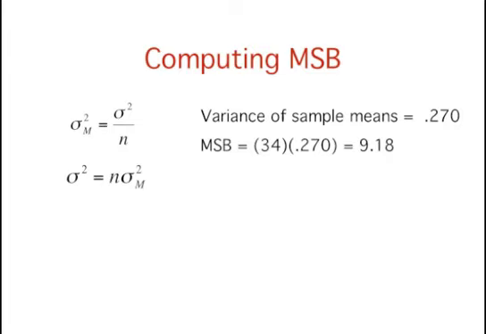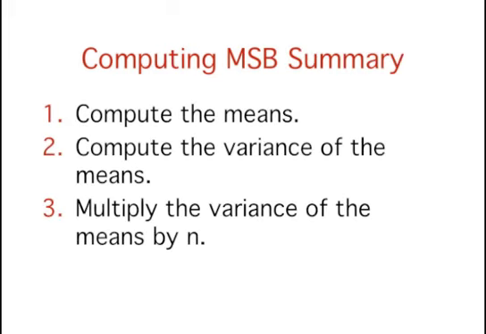For the smiles and leniency data, the variance of the 4 sample means is 0.270. To estimate the population variance, we multiply the variance of the sample means, 0.270, by n, the number of observations in each group, which is 34. We find that MSB equals 9.18. Here we sum up the steps for computing the MSB with equal sample sizes per condition. First, we compute the mean of each condition. Then, we compute the variance of these means. Finally, we multiply the variance of the means by n.